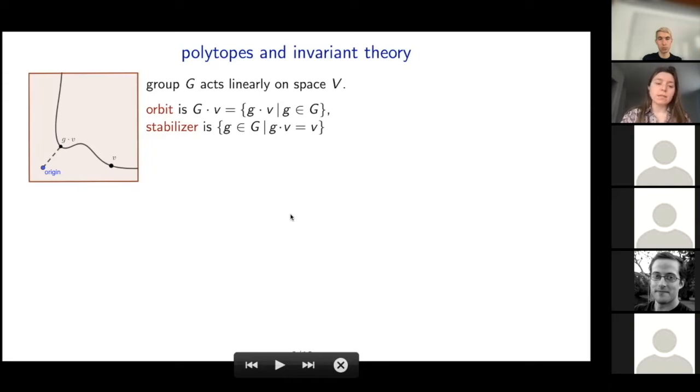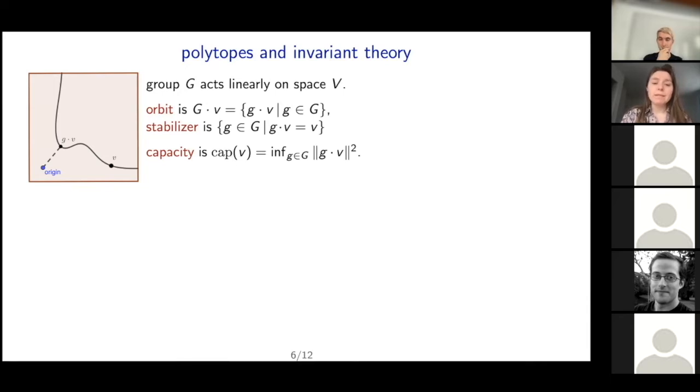Okay, so these definitions are standard. Maybe this one is also standard, but a bit less standard. So the capacity of a point v is defined to be the infimum of its distance squared to the origin as we range over the orbit.